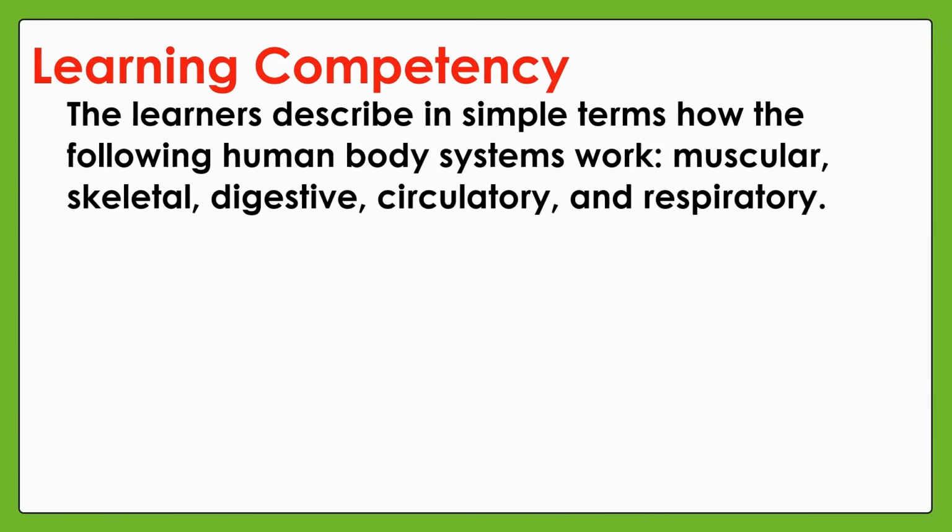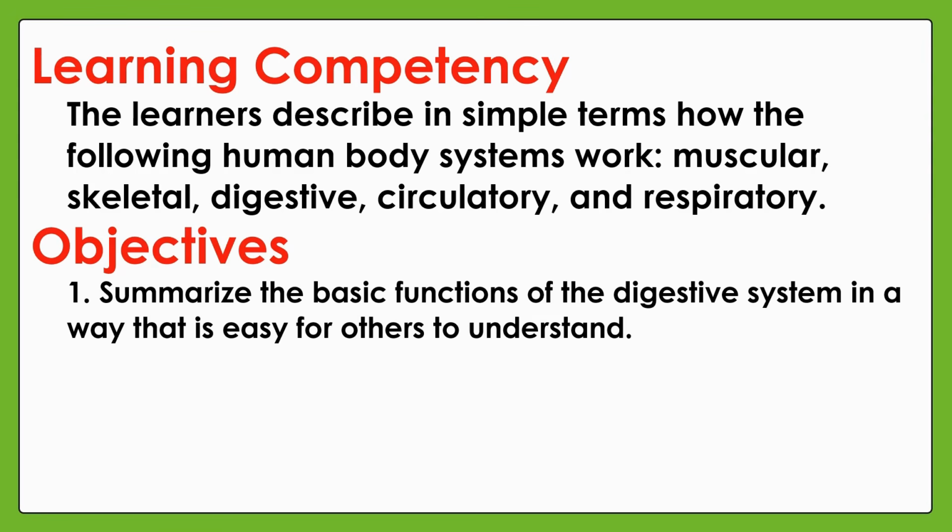For our learning competency, the learners describe in simple terms how the following human body systems work: muscular, skeletal, digestive, circulatory, and respiratory. For our objectives, number 1, summarize the basic functions of the digestive system in a way that is easy for others to understand.